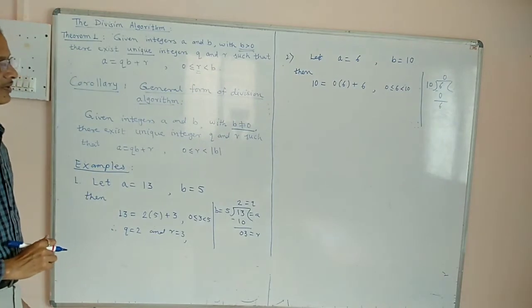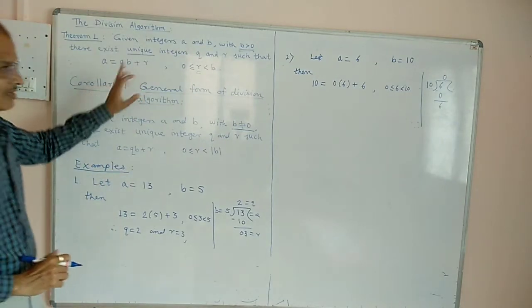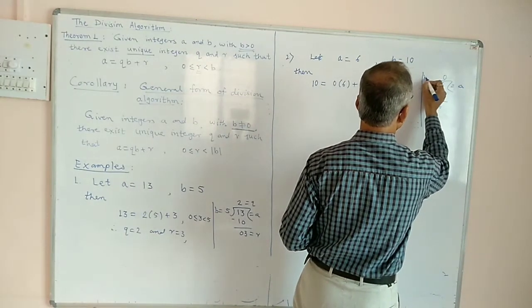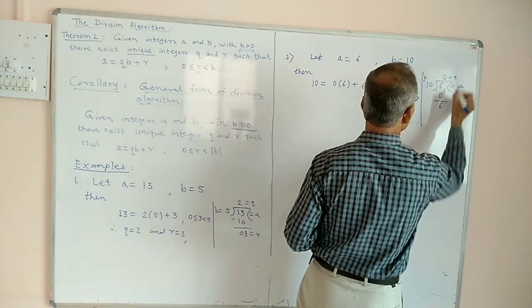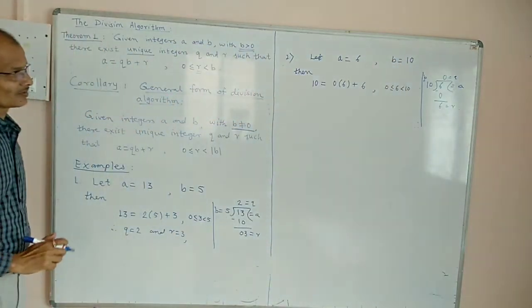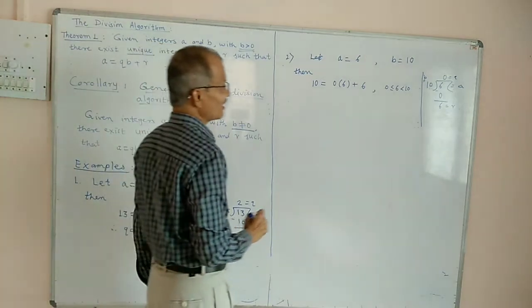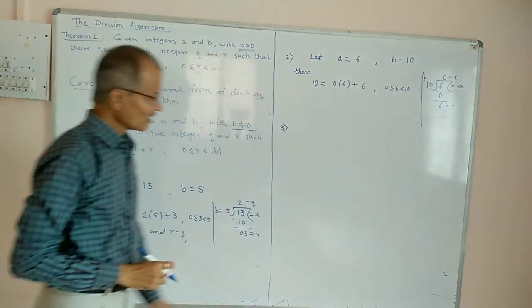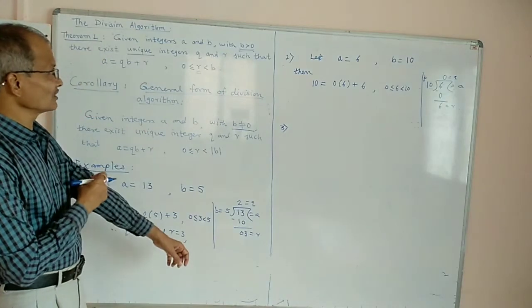This is the second example of the division algorithm. You remember always this is A, this is B, this is Q, and this is R. So that is the second example. Likewise, you can construct other examples. Now we consider the case where B is negative.